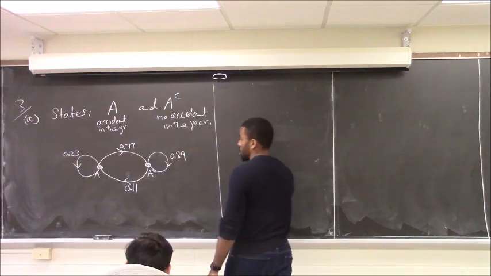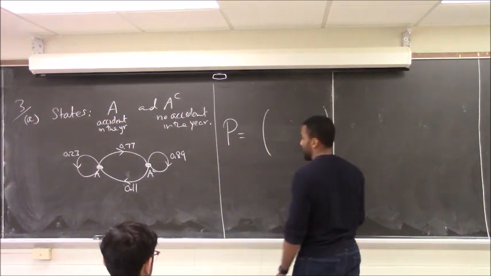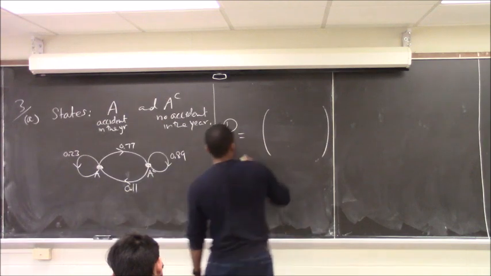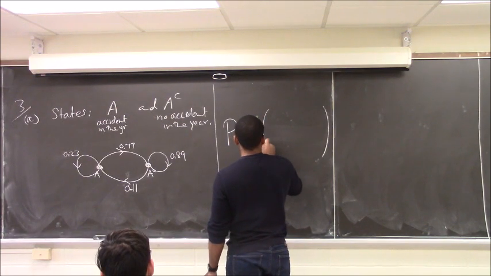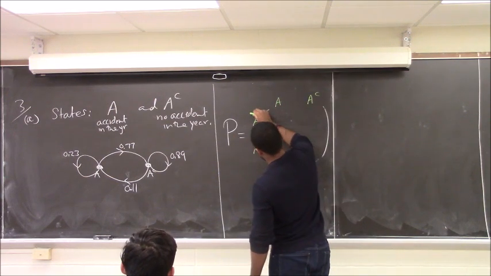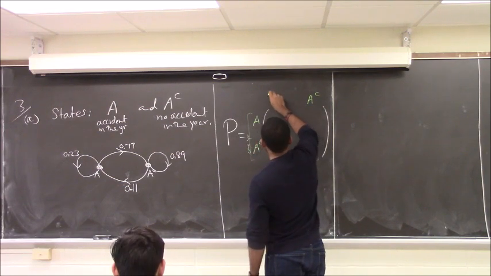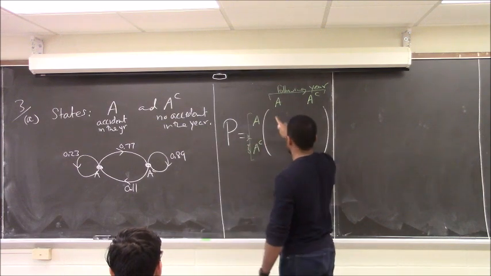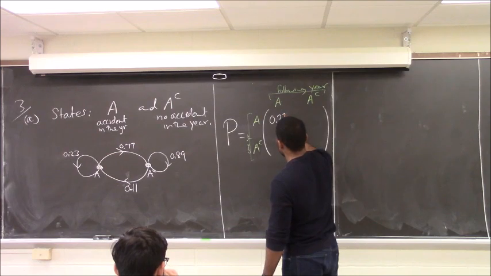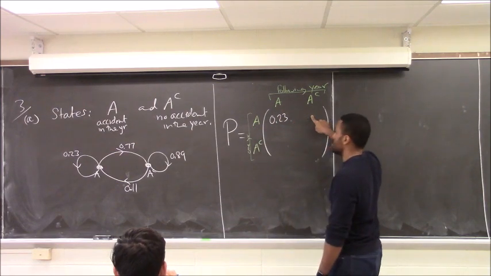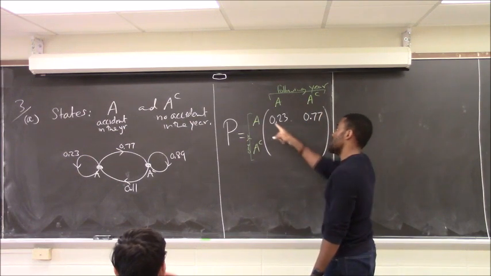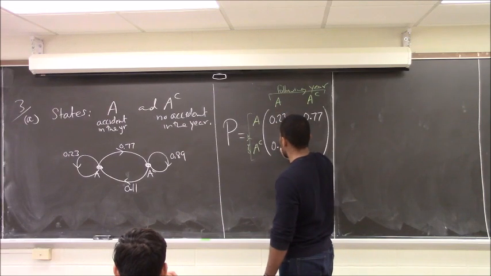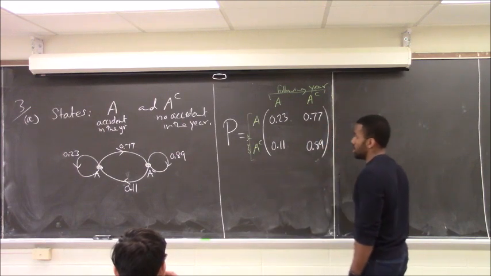What would our transition matrix look like? A and no A versus A and no A. So this is covering the states in 1 year. This is covering the states you can have in the following year. So this position, AA, 0.23, right? That's how you go from state A to state A. Here, 0.77. Another way you can know that is that the rows must add up to 1 here. So this is how you go from AC to A. This is 0.11. And then this here will be 0.89. So that's what your transition matrix would look like.